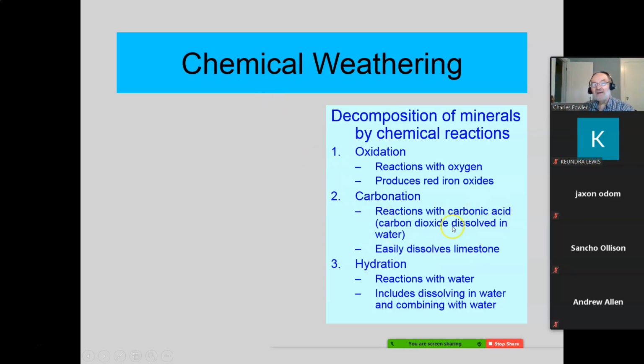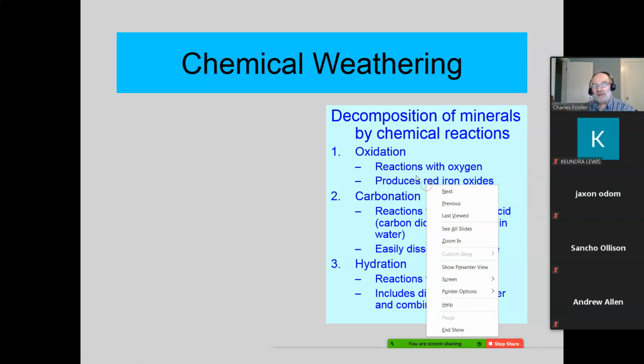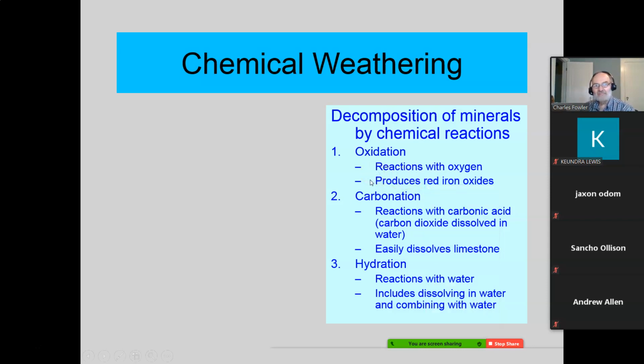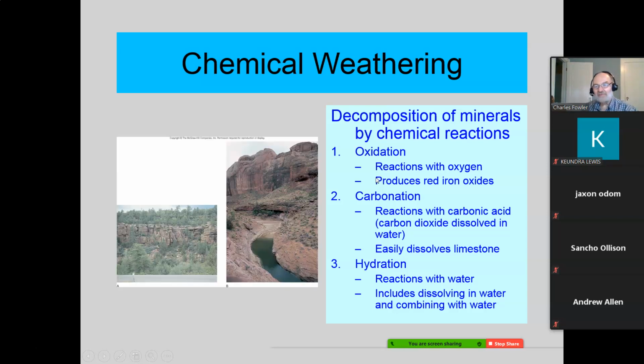Carbonation, guess what? Acids dissolved in water. So water's there too. What did I say about the iron oxides? Water acts as a catalyst. It's not actually part of the reaction, but it sponsors the reaction. Okay. So those are examples of chemical weathering.